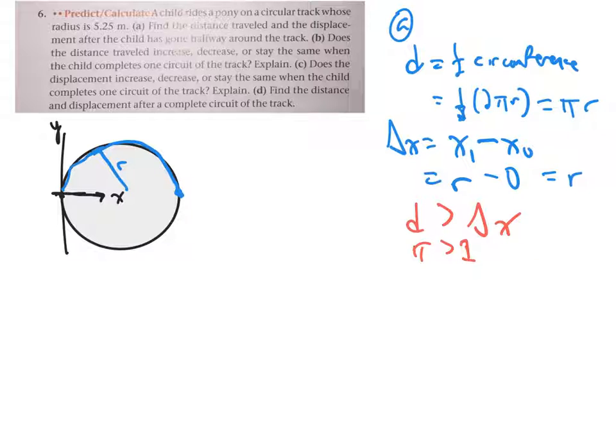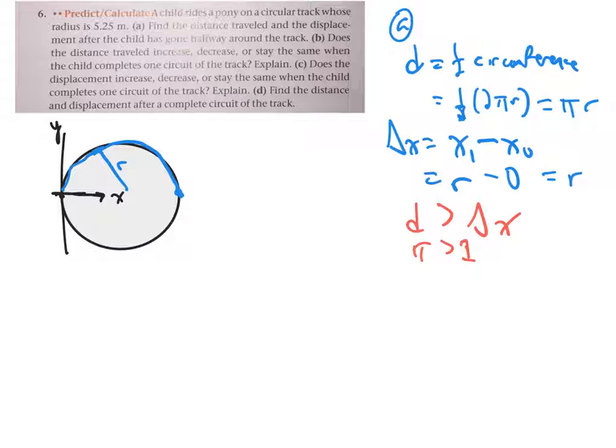All right, part B says, does the distance traveled increase, decrease, or stay the same when the child completes one circuit of the track? And in one sense, this is simple because the distance always increases. As you take steps, they never become negative steps and take away distances. So it increases as this child completes one circuit. On the other hand, does the displacement increase, decrease, or stay the same when the child completes one circuit? The displacement will decrease because it will be back closer to the origin.